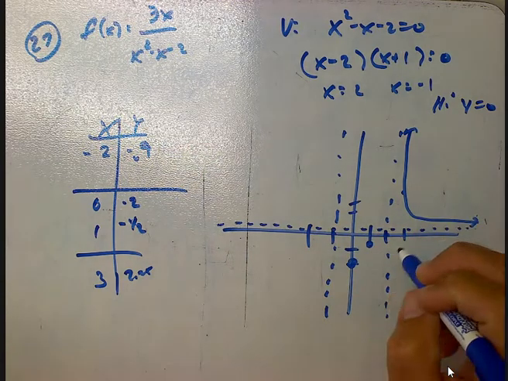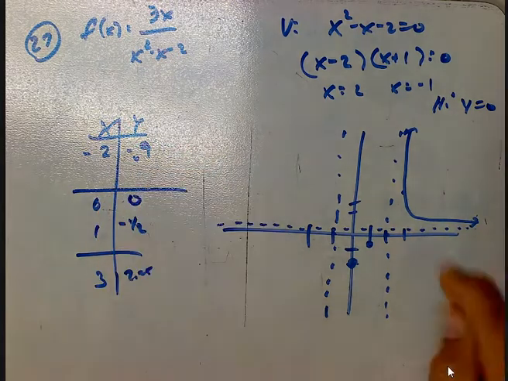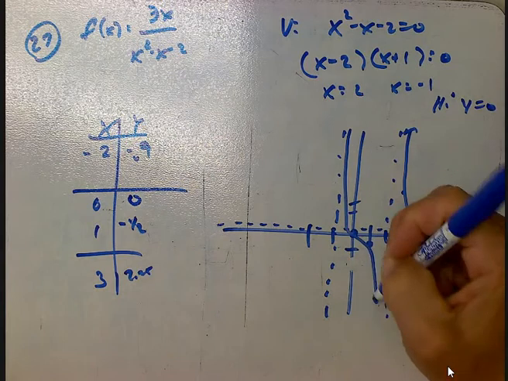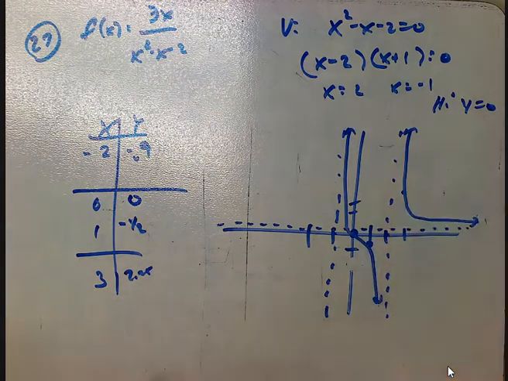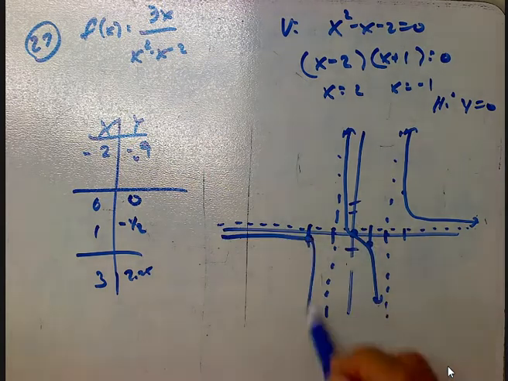Oh, I don't know what I was thinking. 0 is going to be 0 because 0 divided by negative 2 is 0. So it's going to come like this. And then negative 2 is negative 0.9. I know it's going to end up like this for my graph. So that's the graph of that function.